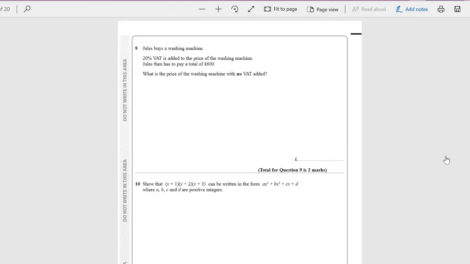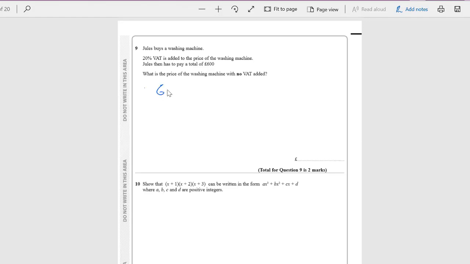Okay, question 9. So it says that Julius buys a washing machine. 20% VAT is added to the price of the washing machine. Julius then has to pay a total of £600. What's the price of the washing machine with no VAT?